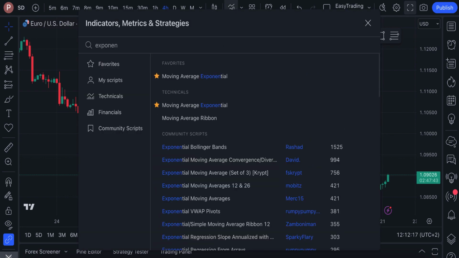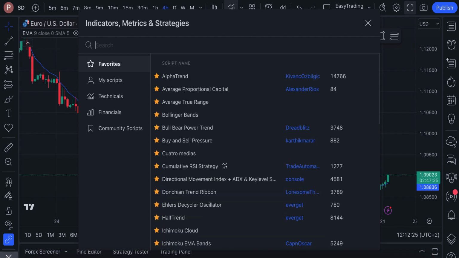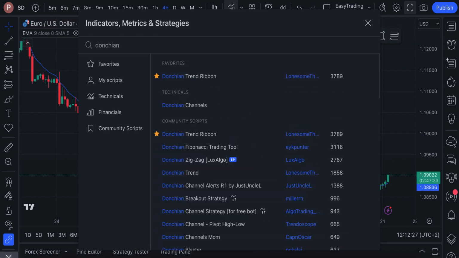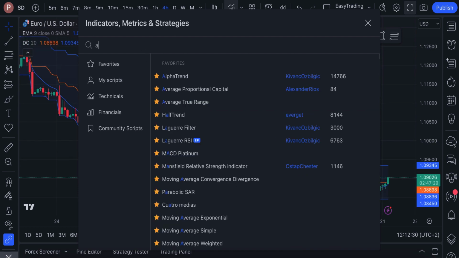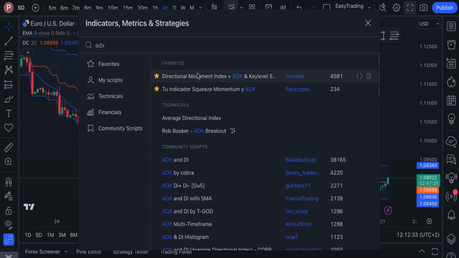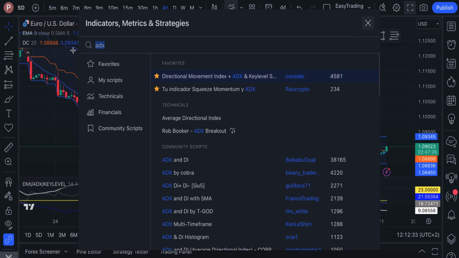Choose your trading pair and time frame. For this example, we're using the 4-hour chart and Euro pair. Click on Indicators and add the Donchian Channel, the EMA, and the ADX. Now, let's make some changes on it.